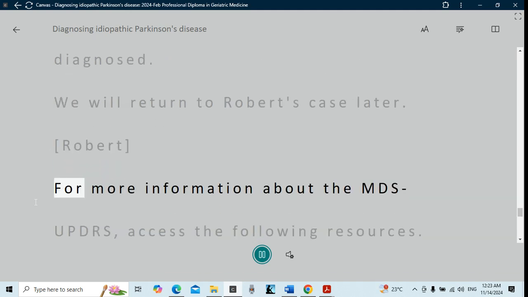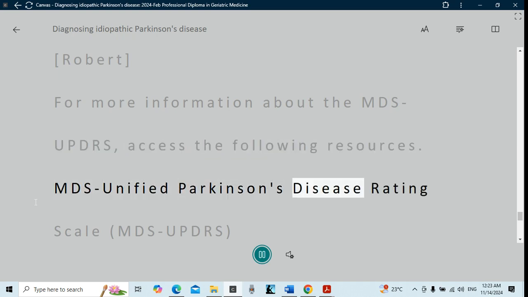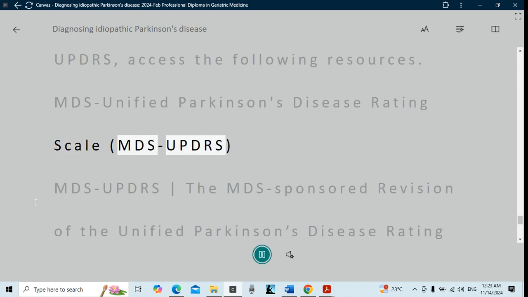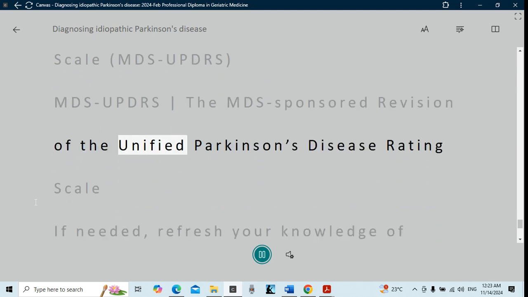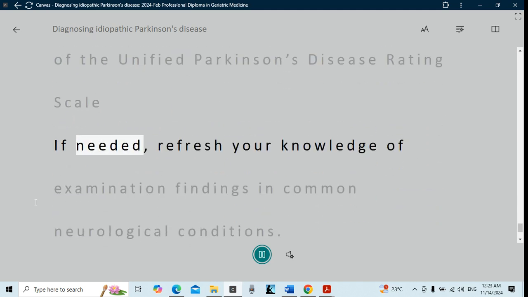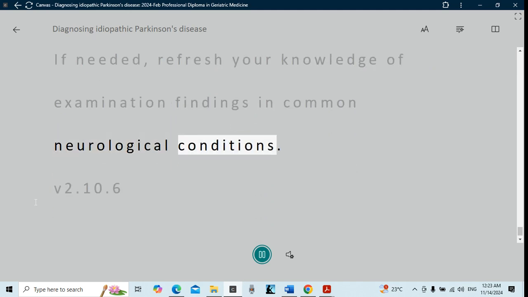For more information about the MDS-UPDRS, access the following resources. MDS Unified Parkinson's Disease Rating Scale, MDS-UPDRS. MDS-UPDRS, the MDS-sponsored revision of the Unified Parkinson's Disease Rating Scale. If needed, refresh your knowledge of examination findings in common neurological conditions. Version 2.10.6.